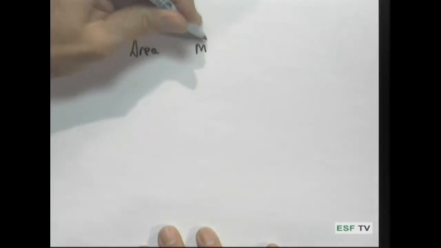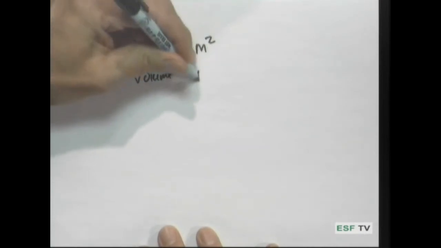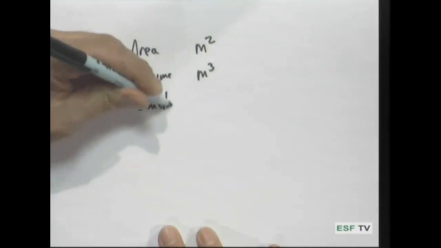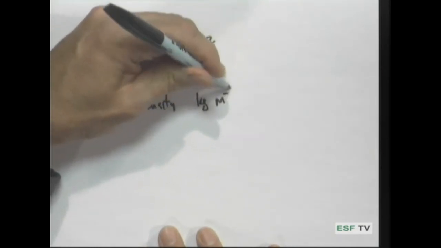Okay. Now, as we mentioned in our discussion of dimensions, you can use the rules for calculating derived dimensions and apply those to calculating derived units as well. So, for example, in SI terminology, the basic unit of area is the meter squared. The basic unit of volume is the meter cubed. The basic unit of density is kilograms, that's the standard, per meter cubed.